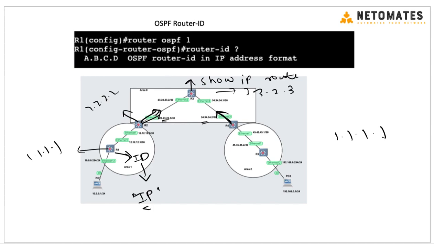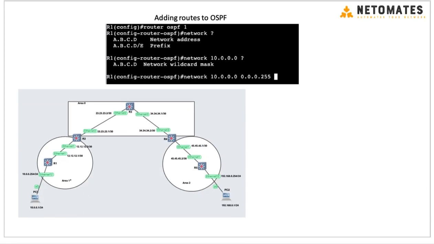If you don't configure the router ID manually, the router will select one automatically, and it will choose the highest interface IP address. In this topology, it has two, one is 10.0.0.254, another is 12.12.12.1. So 12 comes after 10, right? So it will choose this one. So it's always better to configure the router ID so that we can easily recognize which router is advertising those routes.